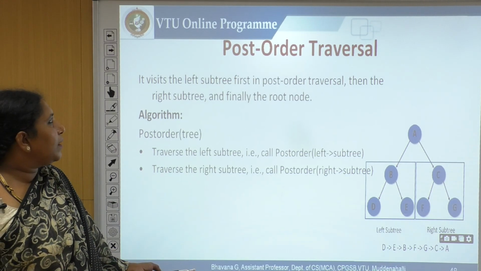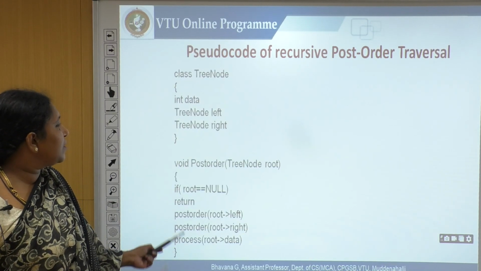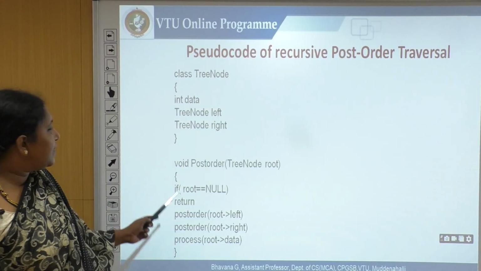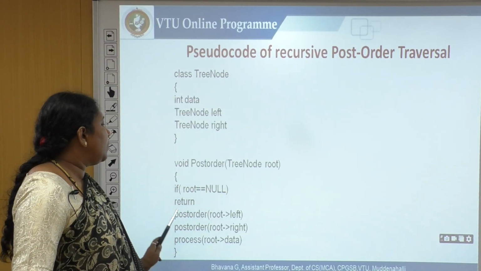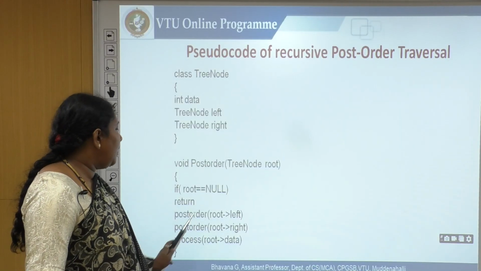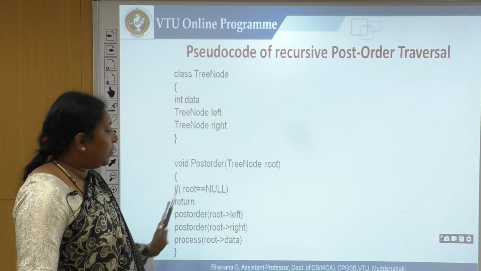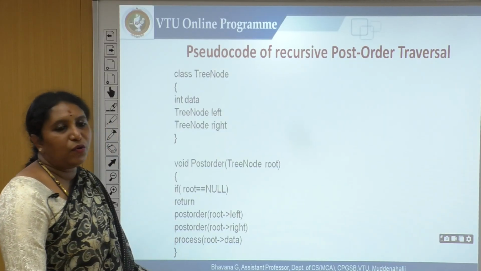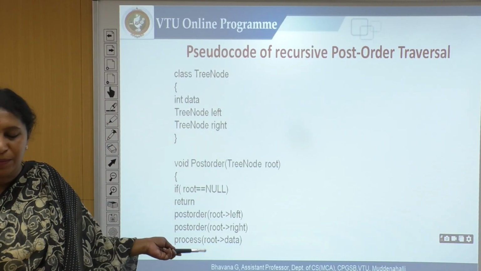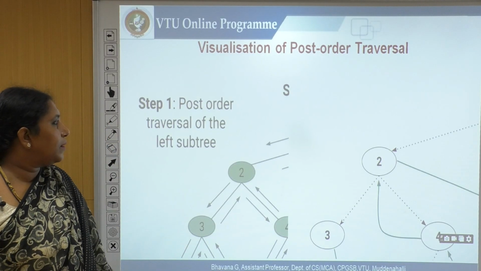This is the pseudo code for post-order. Similarly, void postorder, tree node root. If root is equal to null, return. Post-order root left, you are going to traverse the left side first, then traverse the right side, then you are going to process the data of that particular tree node.